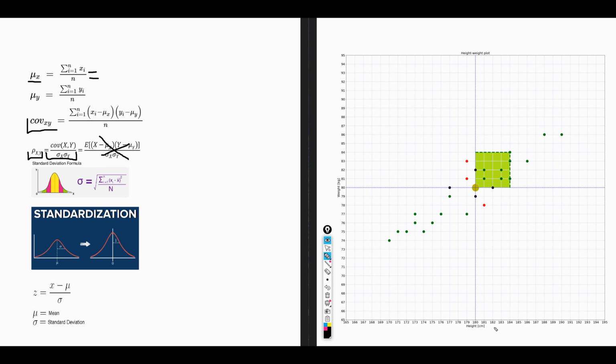X is usually here, right? Which is height. So we have to add all heights that we see. So 170 plus 171 plus 172 and so on. And we divide it by number of players. And we have average height. We do the same with weight, which is Y. Y is usually here, so it's a weight. And we get this and this.